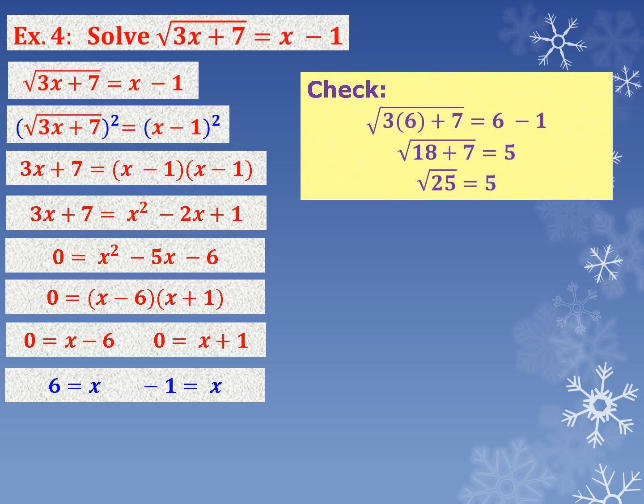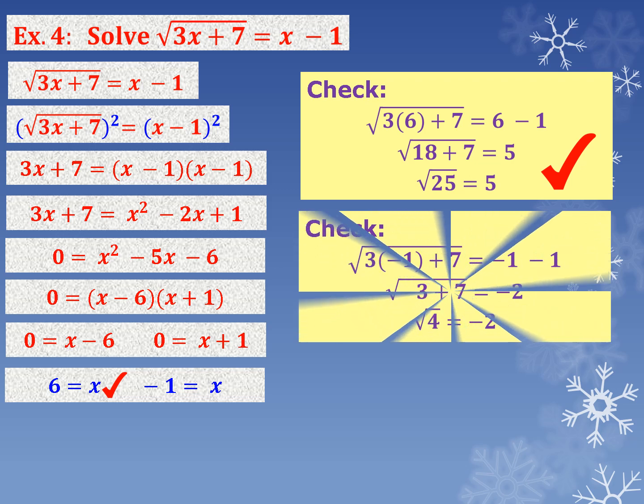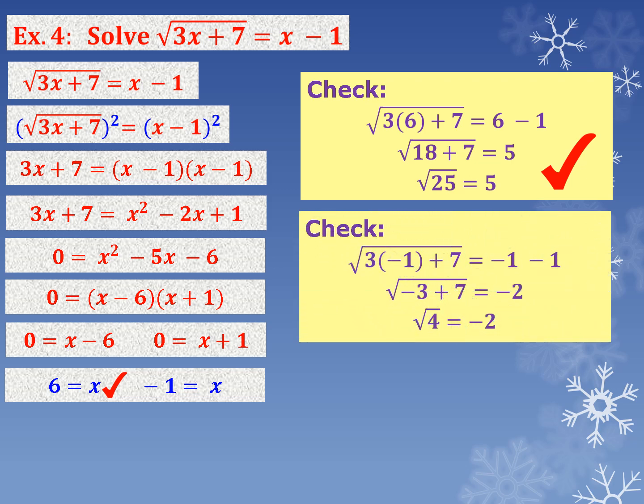So let's plug in 6. 3 times 6 is 18. 18 plus 7 is 25. Square root of 25 is 5. On the right, 6 minus 1 is 5. So that makes a true statement. So it works. Let's try negative 1. Okay, 3 times a negative 1 is negative 3. Negative 3 plus 7 is 4. On the right, negative 1 minus 1 is negative 2.